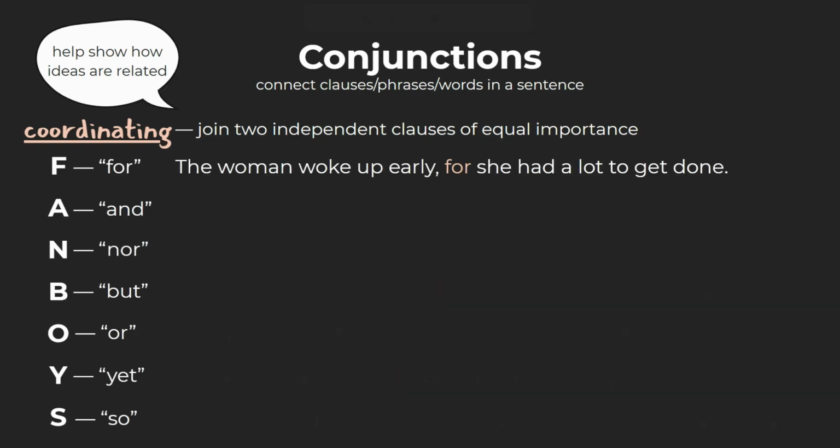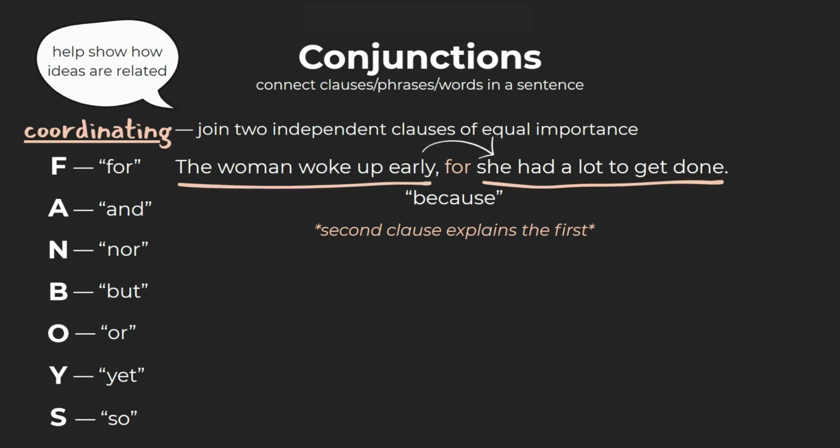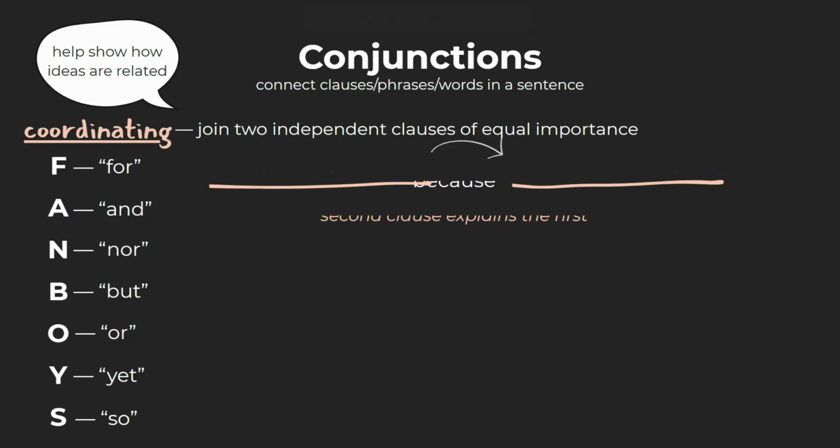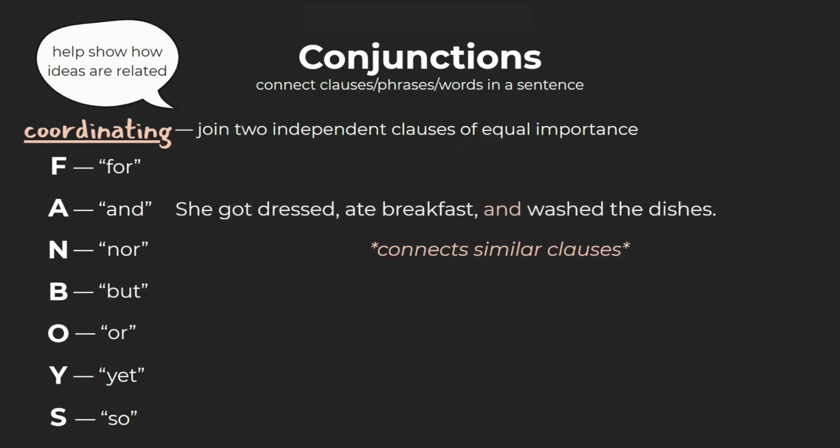Let's now go through each conjunction one by one, taking a closer look at each one's specific function. For functions like because, and has the second clause explain the first. In our sentence, she got up early because she had a lot to get done. And connects two similar clauses. In our sentence, getting dressed, eating breakfast, and washing the dishes all share the similarity of things she's doing to get ready in the morning.